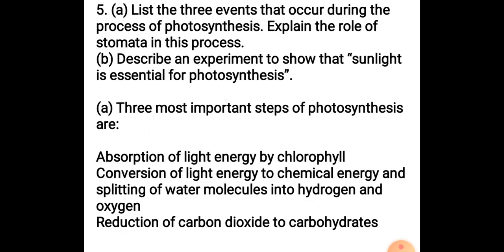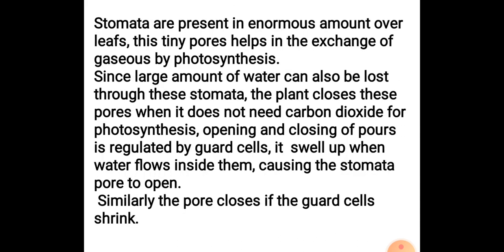Now question number 5, list 3 events that occur during the process of photosynthesis. Explain the role of stomata in this process. Now the 3 most important events which occur during photosynthesis are, the first is absorption of light energy by chlorophyll. Next, conversion of light energy to chemical energy and the splitting of water molecules into hydrogen and oxygen, and the last is reduction of carbon dioxide to carbohydrate. These are the 3 important events which occur during photosynthesis.